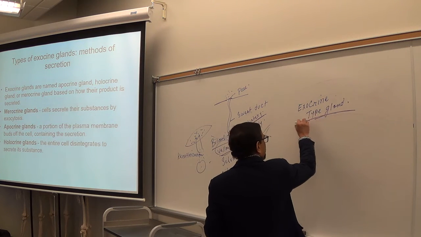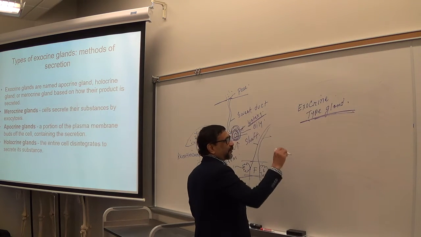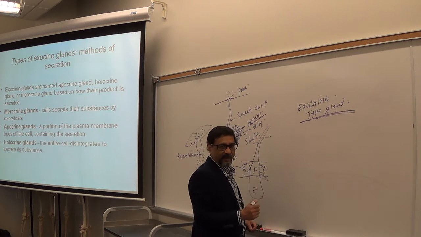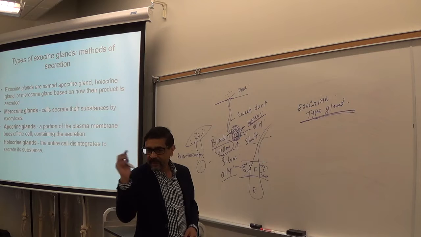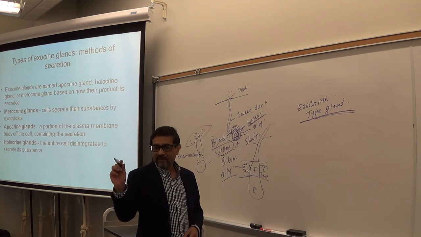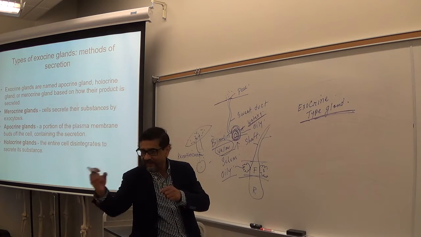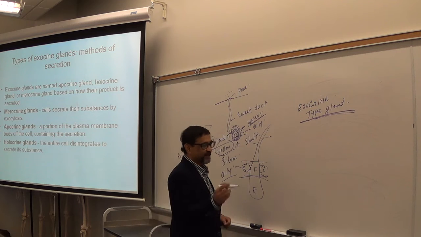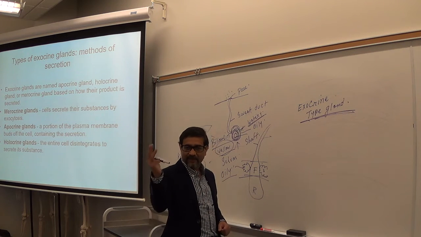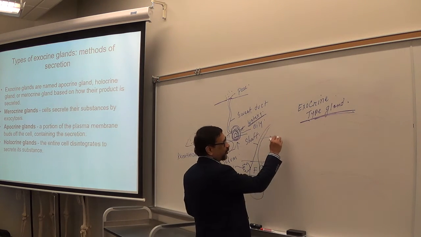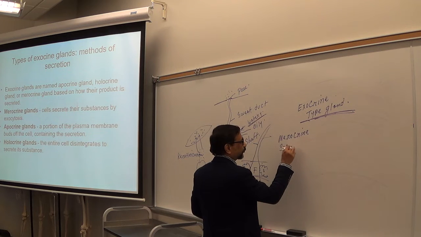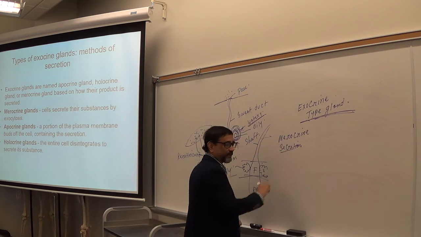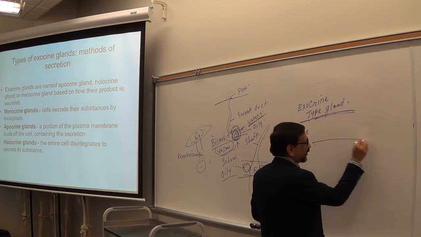Now, there are three types of exocrine glands. Exocrine glands can be divided into three types, based on the way they secrete the chemical. So based on the mode of secretion, we divide the exocrine into three types. One is called merocrine. This type of gland causes merocrine type secretion. What is that? You see here.